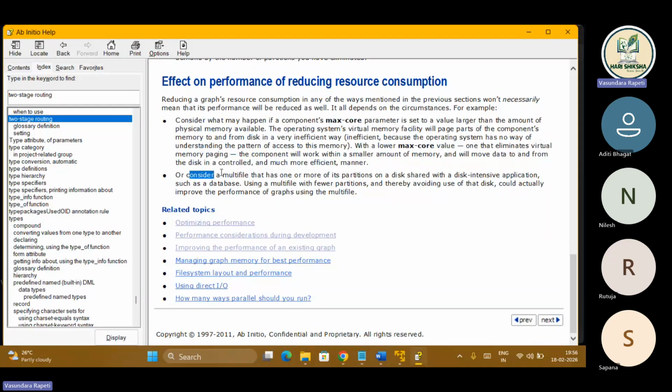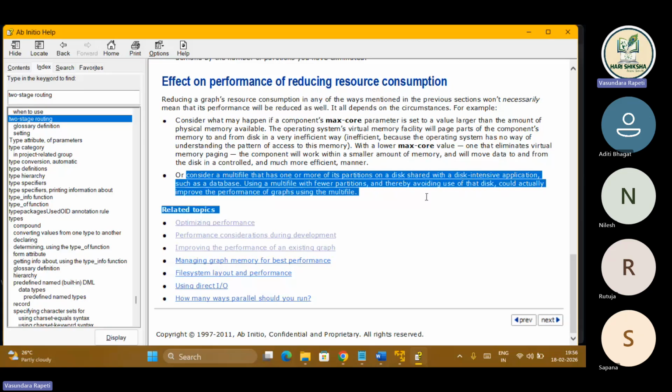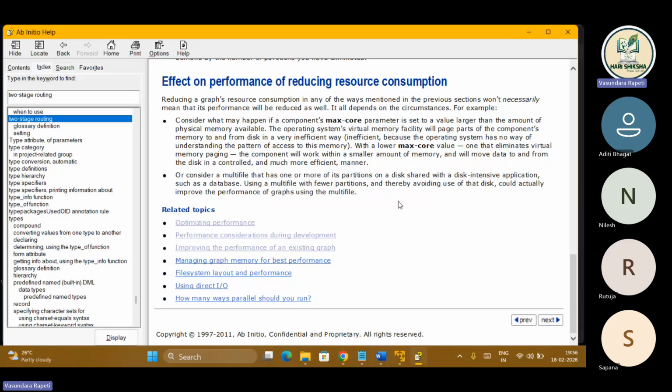Consider a multifile that has one or more of its partitions on a disk shared with a disk-intensive application. If a single disk is shared, then it is the worst case. That's why I'm saying if you have more machines, then only do parallelism. On a single machine, don't do parallelism. A multifile with fewer partitions, thereby avoiding use of a shared disk, could actually perform better. So if you have a single disk only, don't do that much parallelism.